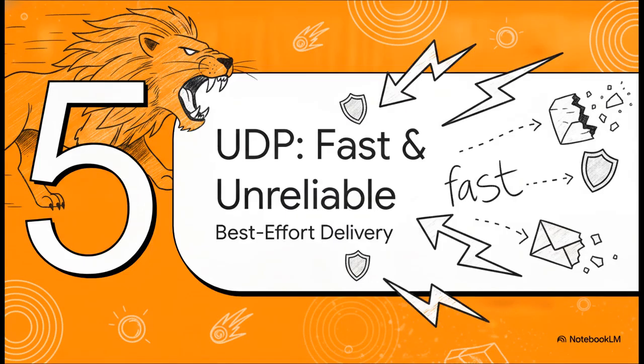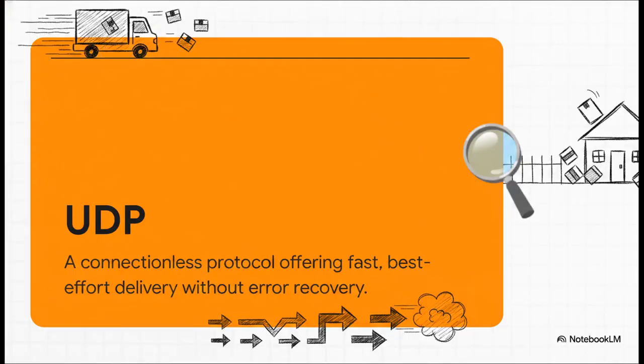Which brings us to Section 5, UDP, fast but unreliable. That meticulous overhead we just talked about is exactly why TCP has a wild counterpart, UDP, which stands for User Datagram Protocol. If TCP is the careful driver demanding signatures, UDP is the delivery driver who simply chucks your package over the fence as they speed past your house.